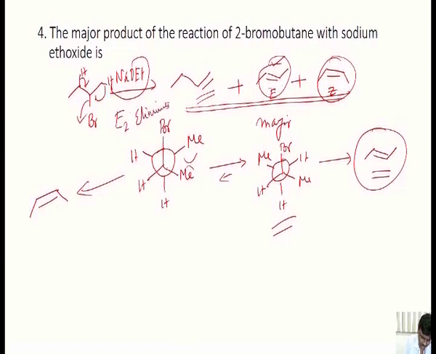For E2 elimination, the anti-periplanarity of this hydrogen and bromine is essential, and then it can easily undergo E2 elimination to give this alkene as the major product. In this, although a mixture of alkenes are produced, this E alkene will be the major product compared to Z alkene.